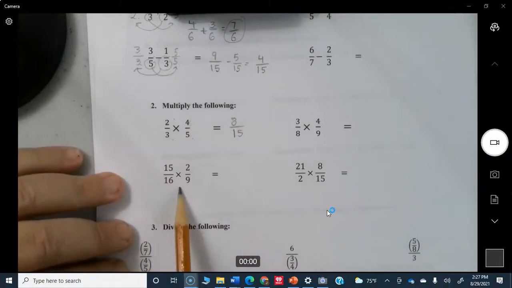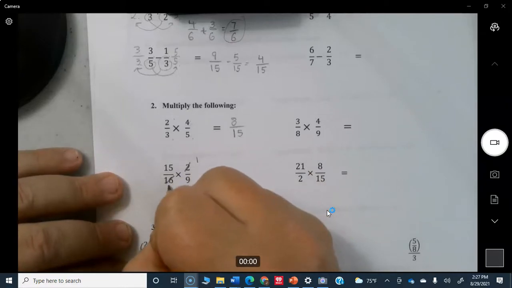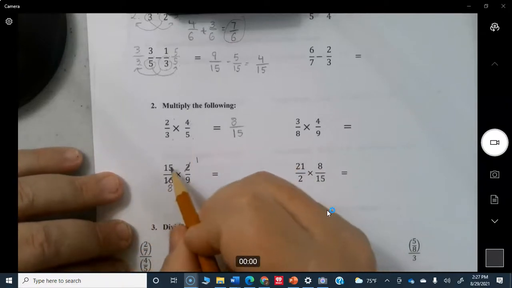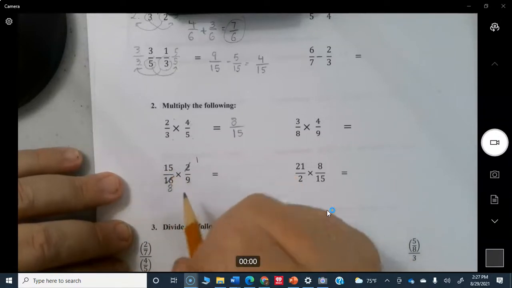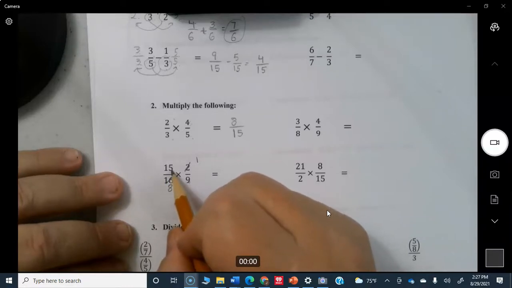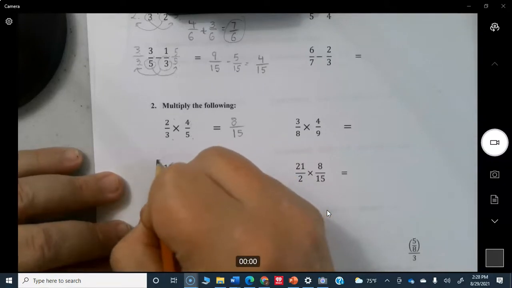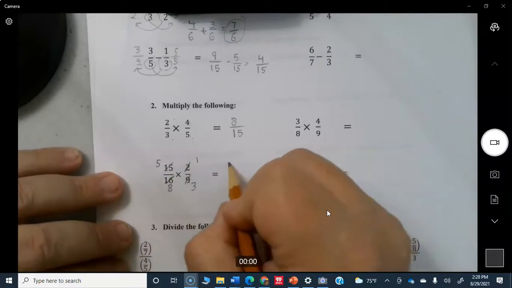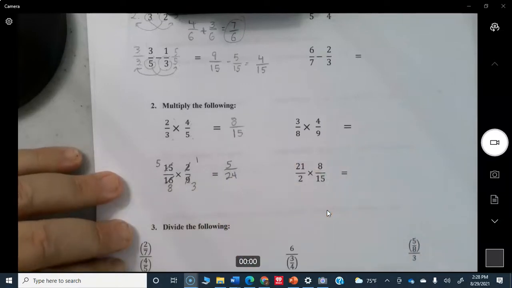Okay, let's try this one. Now this one does have some things we can reduce. So 2 goes into 2 one time, and it goes into 16 8 times. 9 and 15. 9 does not go into 15. However, they have a common factor, a number that goes into both of them. If they do, you want to find the largest number that is true of. And in this case, it's 3. 3 goes into 9 3 times, and it goes into 15 5 times. So you cancel that and make it a 3. Cancel that and make it a 5. Okay, 5 times 1 is 5. 8 times 3 is 24, so that's the answer there.